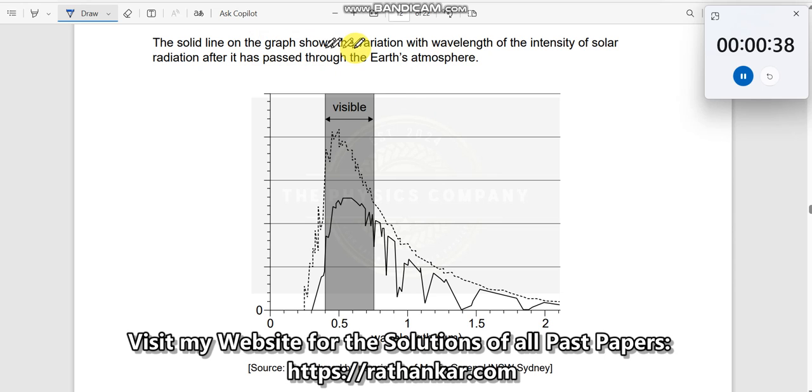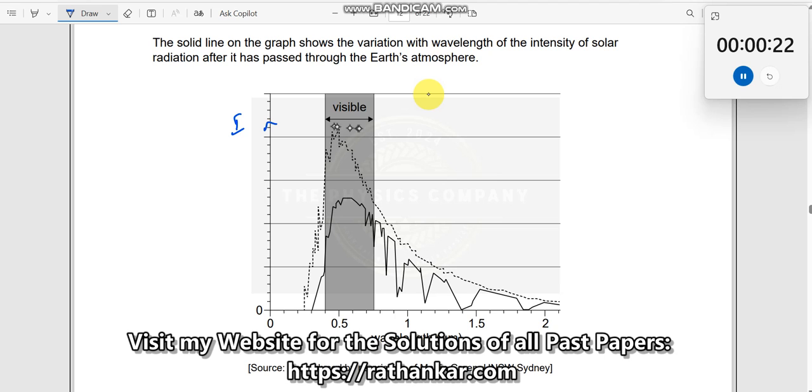Then the solid line on the graph shows a variation in the wavelength on the intensity of solar radiation after it has passed through the Earth's atmosphere. See, on the y-axis it is intensity and this time it is wavelength over here. Okay, so it shows you what the intensity is after it passes through the Earth's atmosphere.